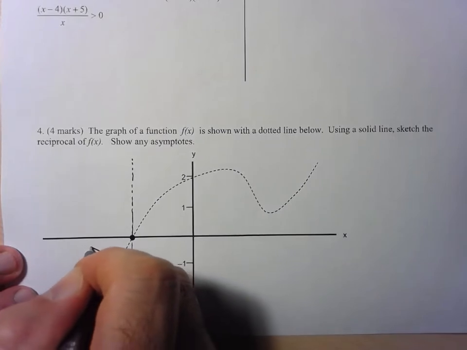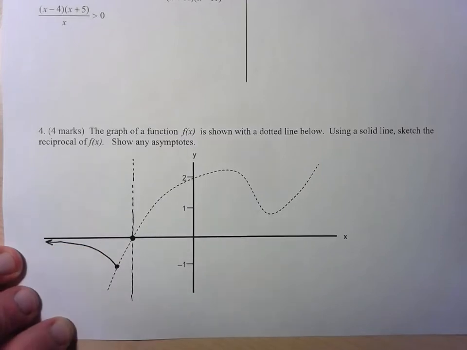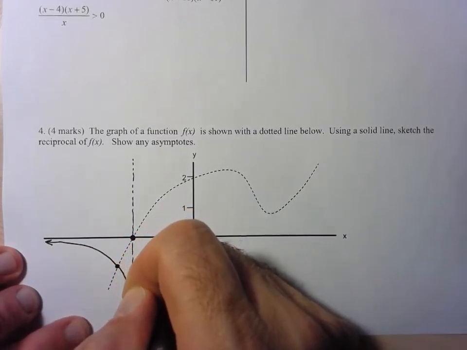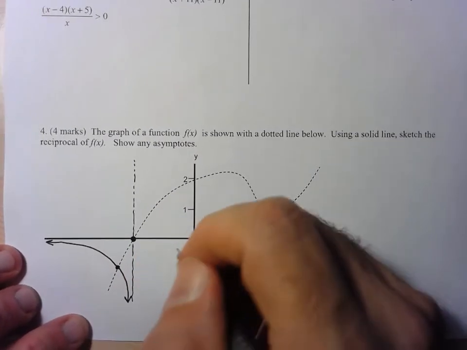So now I think I have enough information to draw this portion of the graph reasonably well. I know this is going to be approaching 0 from the negative side as the end behavior, and I know that the values have to still stay negative, and so it's going to be approaching negative infinity to the left of that vertical asymptote.